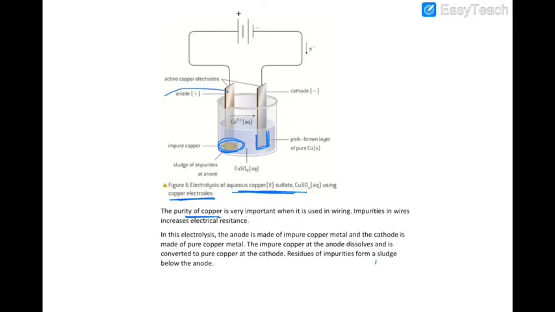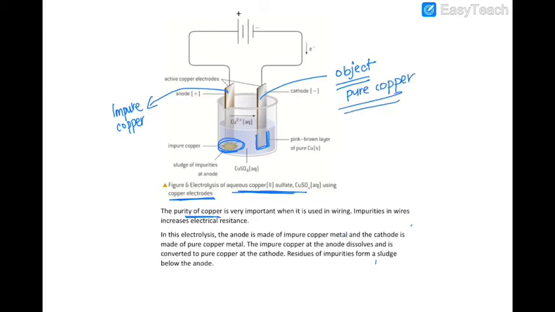So we'll have the impure copper, which is set as the anode, and then we'll have pure copper, which is deposited on the cathode. So we'll have the object that we want the pure copper to deposit on, and this is going to be pure copper. So we'll have all the pure metal at the cathode, and we'll have the impure metal at the anode. So this is how we do purification of metals.